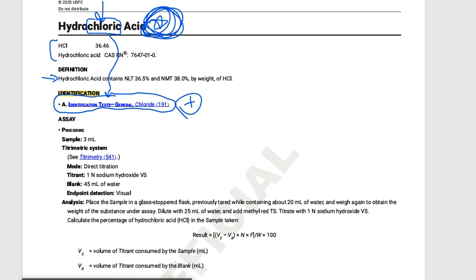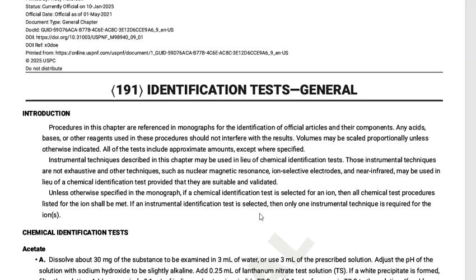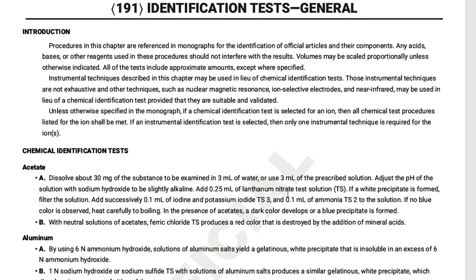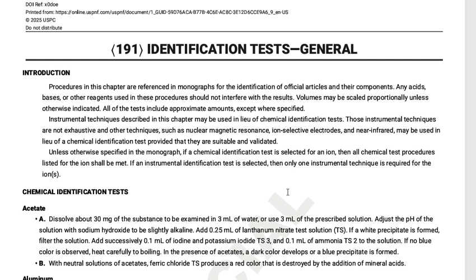So that general identification test is going to look something like this. When I click that hyperlink, this is what's going to show up, and it gives me some information about what the identification tests are all about. I'm going to go through this introduction in just a minute, but notice in the hydrochloric acid monograph, it says the ID test for chloride.